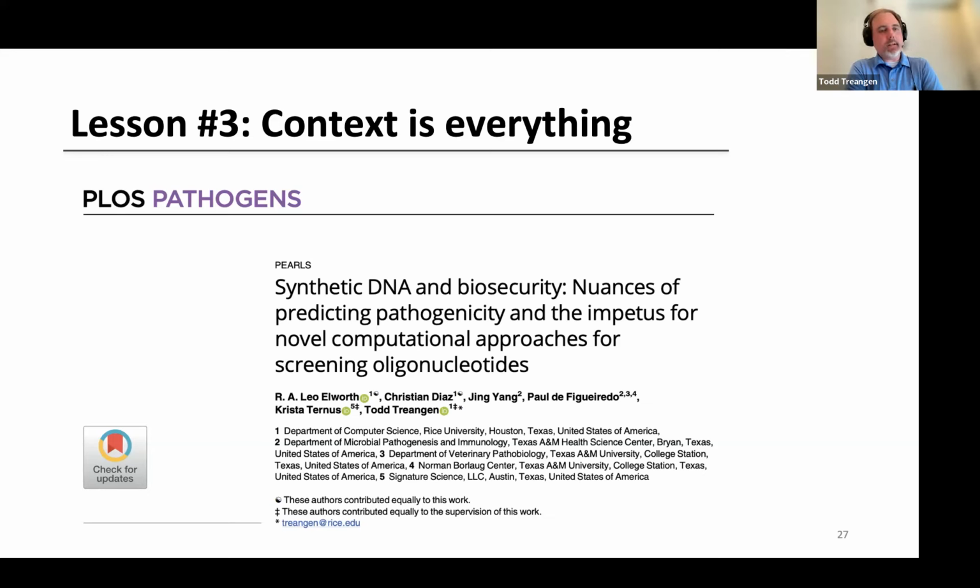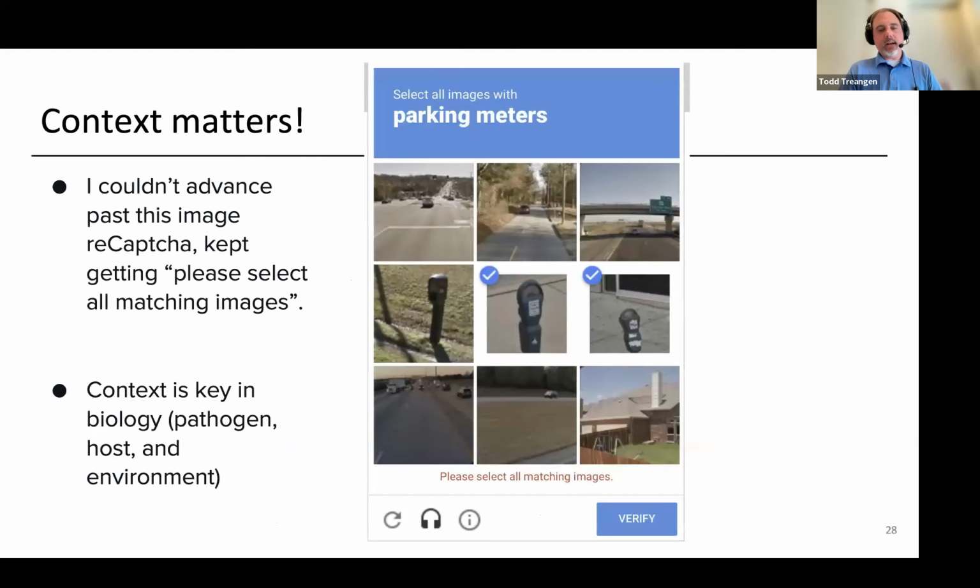We published a paper in PLOS Pathogens Pearl that really got into the nuances of predicting pathogenicity and the impetus for novel computational approaches. This is in collaboration with a former postdoctoral scientist in my group, Leo Elworth, and also Signature Science scientist, Dr. Krista Turnus. And so we wrote this really thinking about how does context affect everything I just told you. Again, I don't have the time to really get into it. So at a high level, let me just describe an example here.